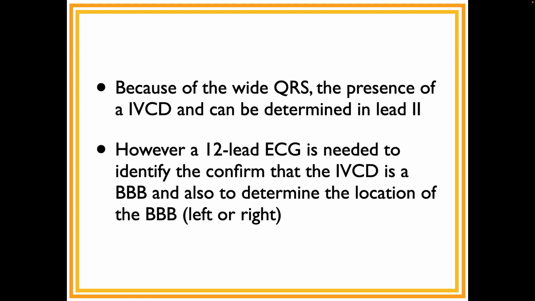Because of the wide QRS, the presence of an IVCD can be determined in lead 2. We've talked about this all term. If you have a supraventricular rhythm, sinus, atrial, or junctional, and the QRS is wide, we know there's an IVCD. However, a 12 lead is needed to confirm that the IVCD is a bundle branch block and also determine whether it's right or left. So in winter term when we start talking about bundle branch blocks, we'll look at the 12 lead, and pretty quickly you'll learn to say, oh, it's a left bundle branch block, it's a right bundle branch block, but we can't do that with just lead 2.